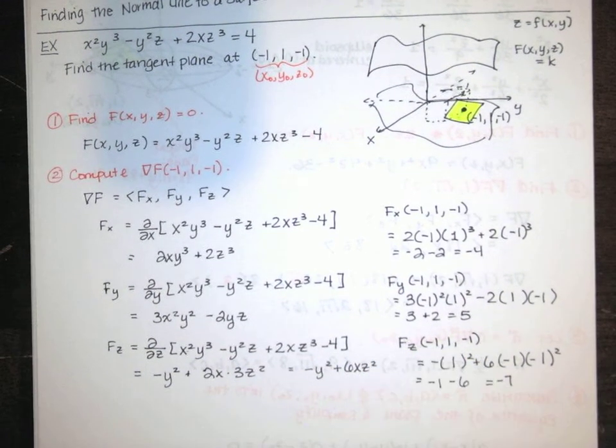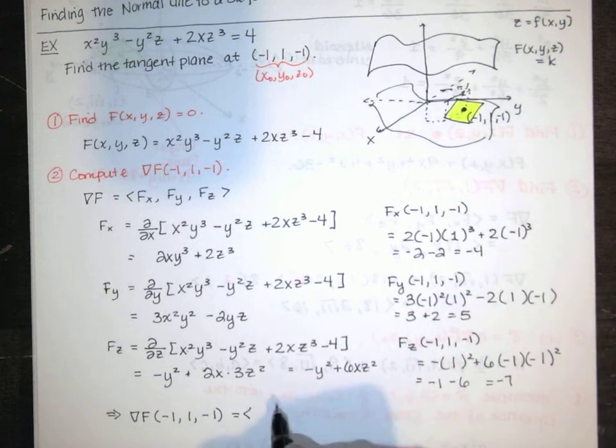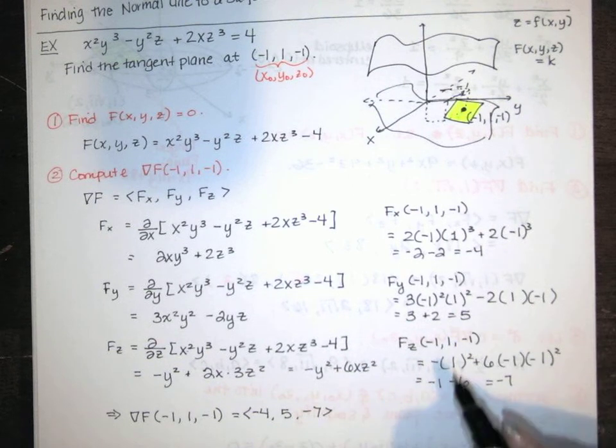So those are the components of our gradient when we evaluate it at -1, 1, -1. So we get -4 as our x component, 5 as our y component, and -7 as our z component.